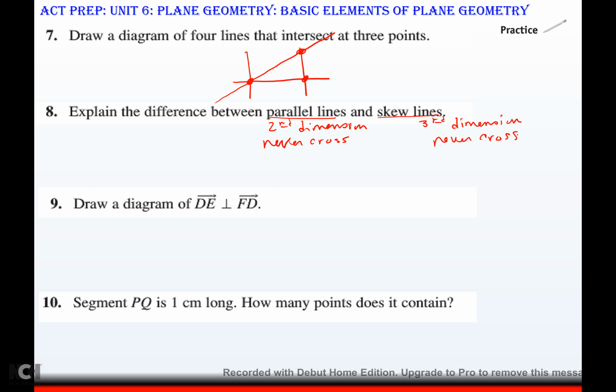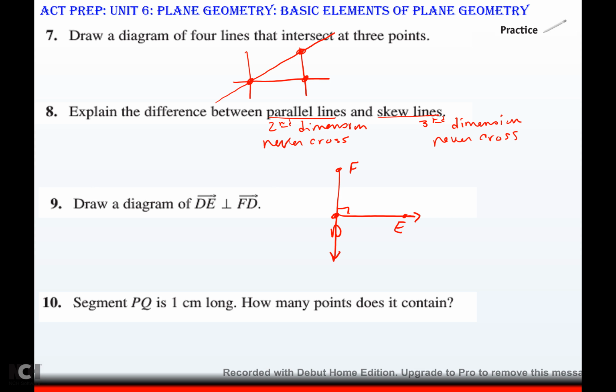Okay, 9 says draw a diagram of ray DE is perpendicular to ray FD. So here would be DE, but it's a ray. And it's perpendicular to FD. So I'd have to start at F, go through D, and that would be FD, and they're perpendicular.